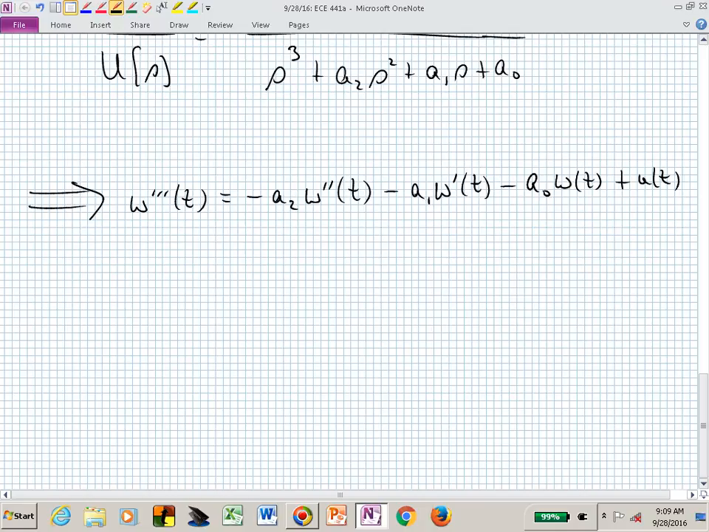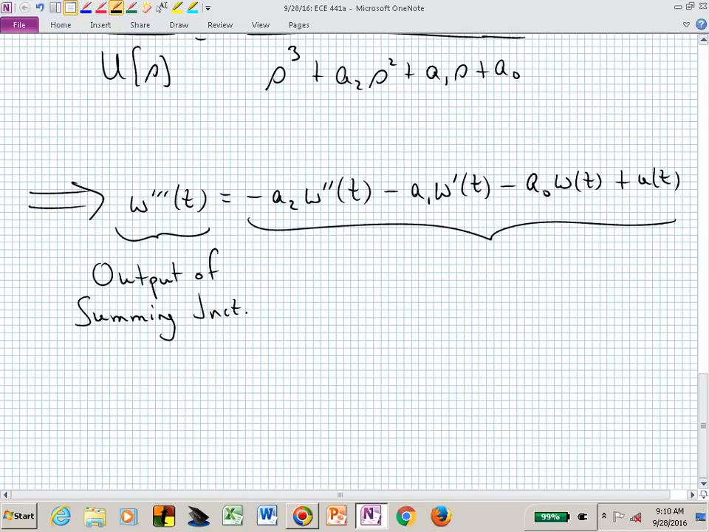And now that should just be screaming at you to put into a block diagram or into an analog computer, where we can start building that analog computer with w triple prime, or the third derivative of w, actually being the output of a summing junction. And the right-hand side, all of those pieces will come in as inputs to that same summing junction.